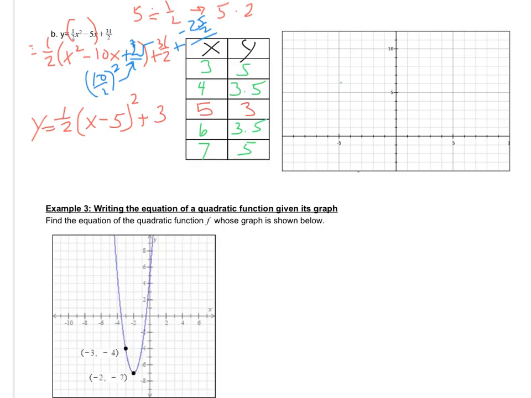So I have the point 3,5, which is right here. I have the point 4 and then 3.5, so it's just an approximation. 3.5 is going to be somewhere between 3 and 4. Then I have the point 5,3. I have the point 6, 3.5, again another approximation. Should be a little bit lower than that. And then 7 and 5. And then do the best that you can in drawing that parabola. It should be nice and rounded, and go through your points.